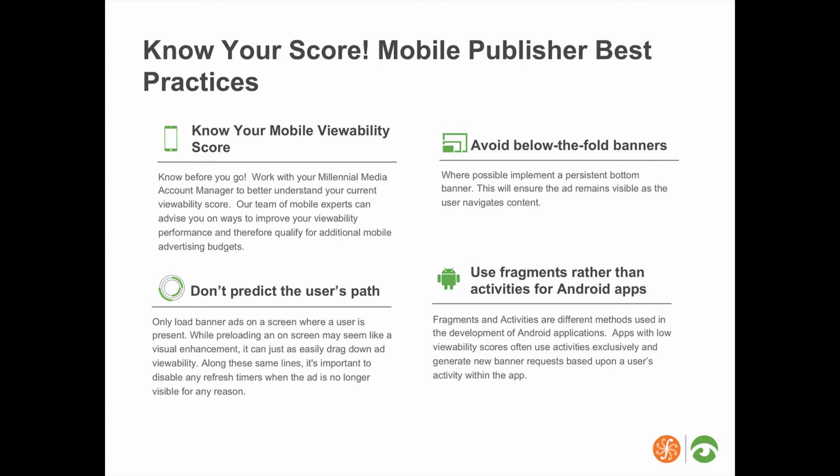And so to get started on a path to mobile viewability, we're recommending the following best practices to our publisher partners. Number one, know your mobile viewability score. Know before you go. You work with your Millennial Media account manager to better understand your current viewability metrics. Our team of mobile experts can advise you on ways to improve your viewability performance and therefore qualify for additional mobile ad budgets.